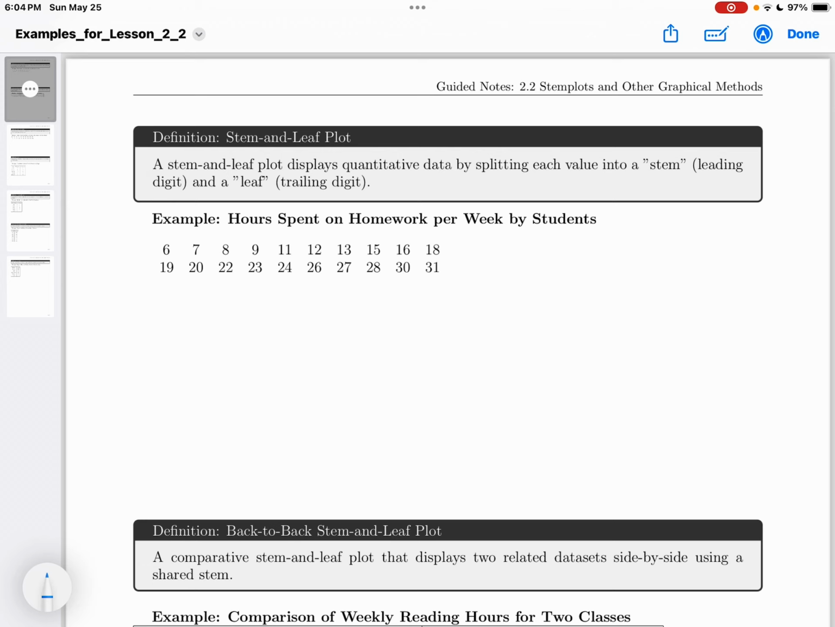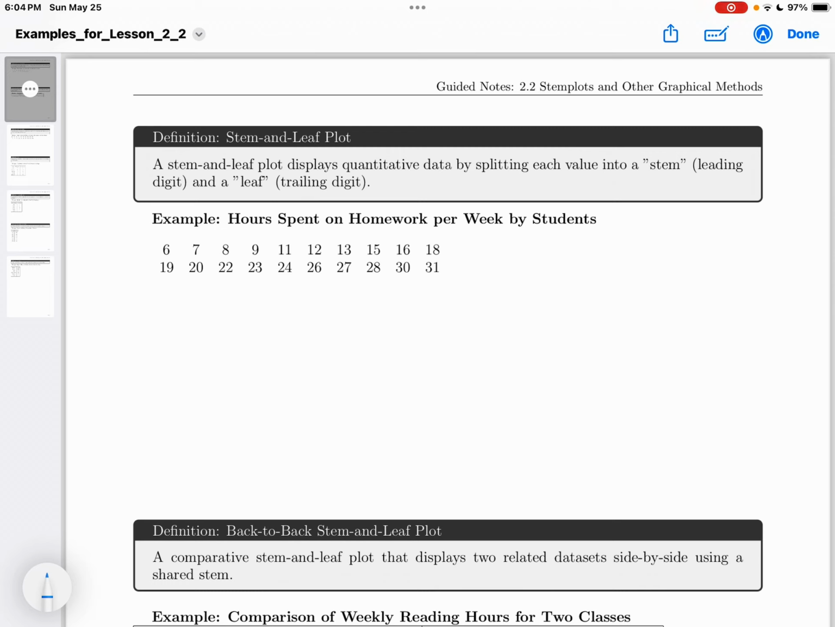Now, stem and leaf plots are typically used for smaller data sets. And the way that you want to set it up is we're going to separate each data value into what's called a stem, which is the leading digit or digits, and then the leaf. The leaf is always going to be the last digit in the number, and everything to the left of that last digit is going to be the stem.